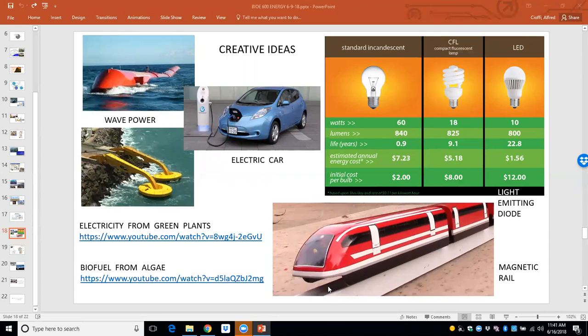So the creativity here is that the electricity inside the train will create a magnetic field, and then the rail will create the same type of field, right? So it'll be positive and positive, for example, which will repel each other. And that field is strong enough to actually float that train.